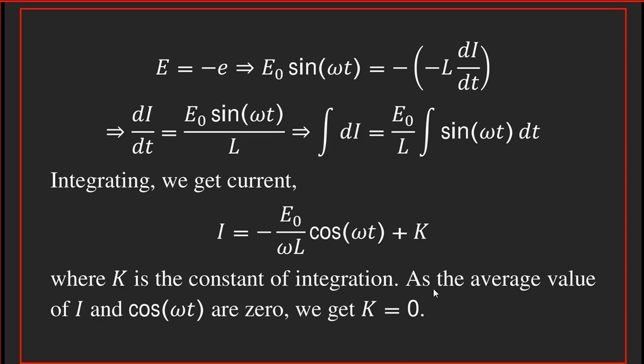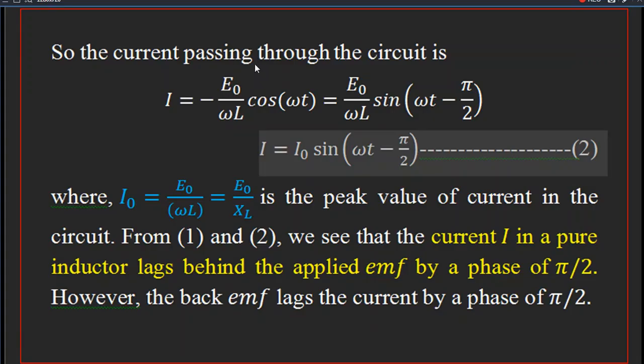Now, k is 0, because the average value of current I in an AC circuit is 0, and the average value of cos omega t is also 0. So when we take the average value of this equation on both sides, we get the average value of I equal to minus E0 by omega L into the average value of cos omega t, plus the average value of k. So the average value of k is 0. As k is a constant, if the average value of a constant is 0, that constant is 0. So we get k equal to 0.